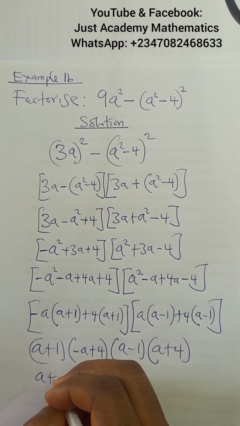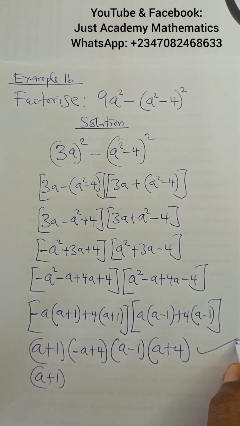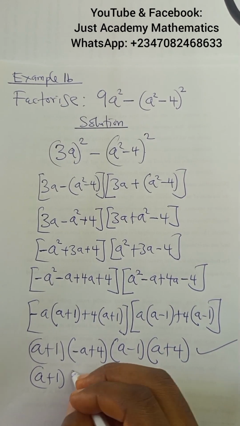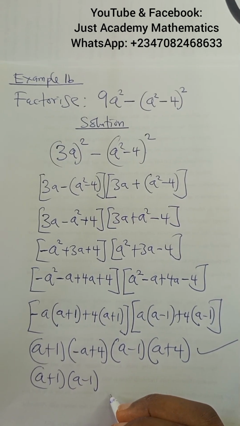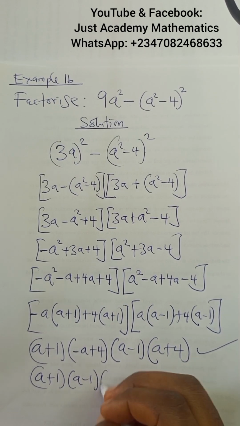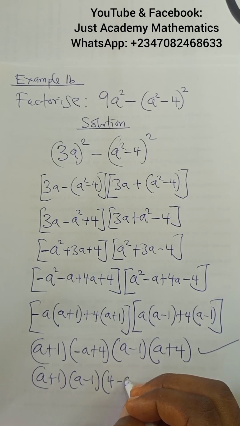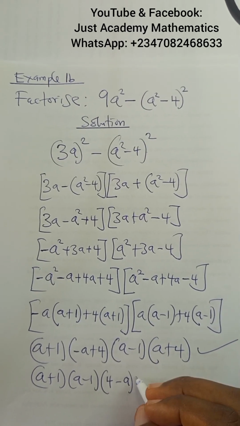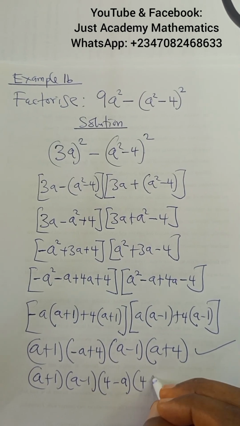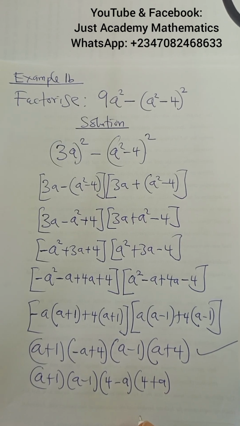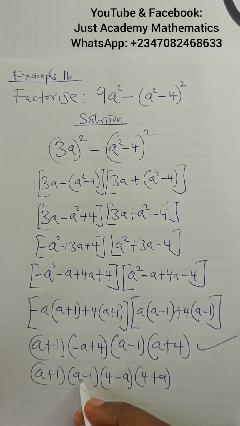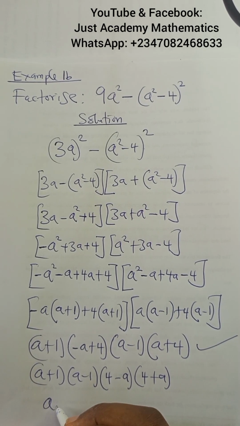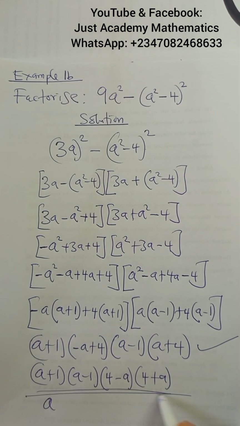This is A plus 1. Although this is correct here, you can stop there. And this is A minus 1, difference of 2 squared. I can rewrite this as 4 minus A, and I can rewrite this as 4 plus A, another difference of 2 squared. So in summary, this is A, but there is no need. We just have to stop here.